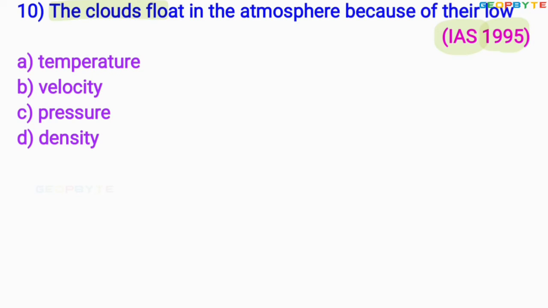The clouds float in the atmosphere because of their low, option A, temperature, B, velocity, option C, pressure, option D, density. The correct answer is option D, density. Because of the low density, the clouds are always occupying a certain height. Remember, the temperature of the location where the clouds are staying is called dew point temperature. Let me write that point.